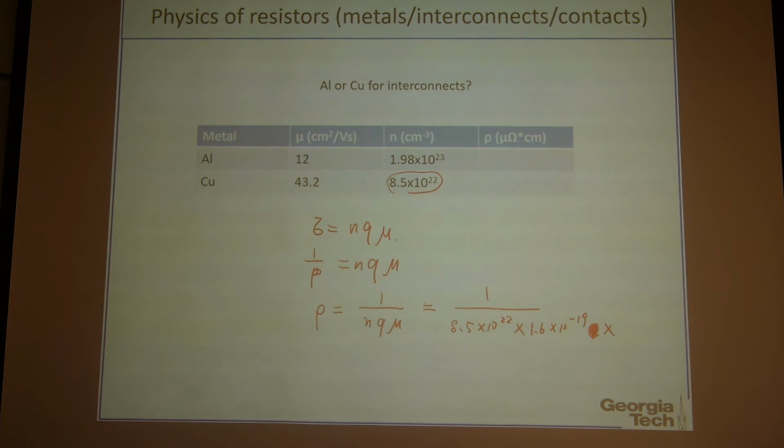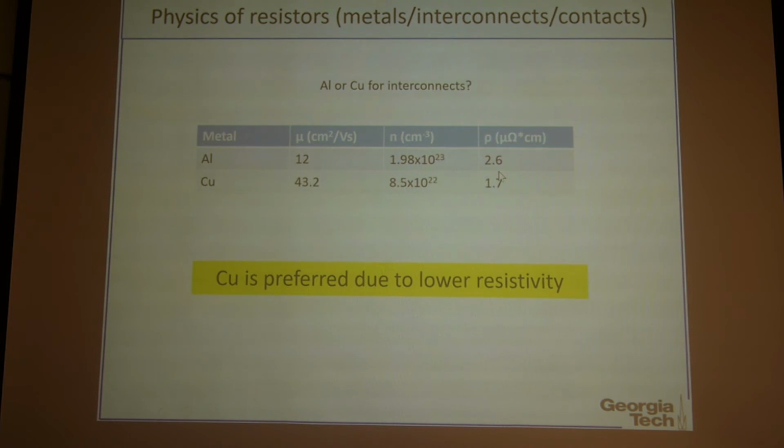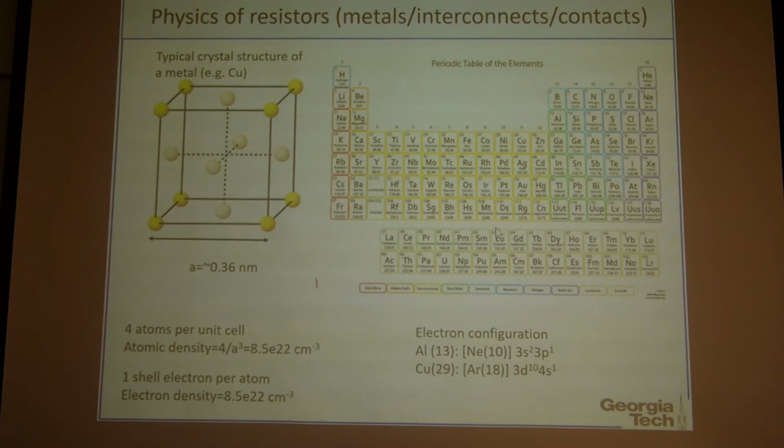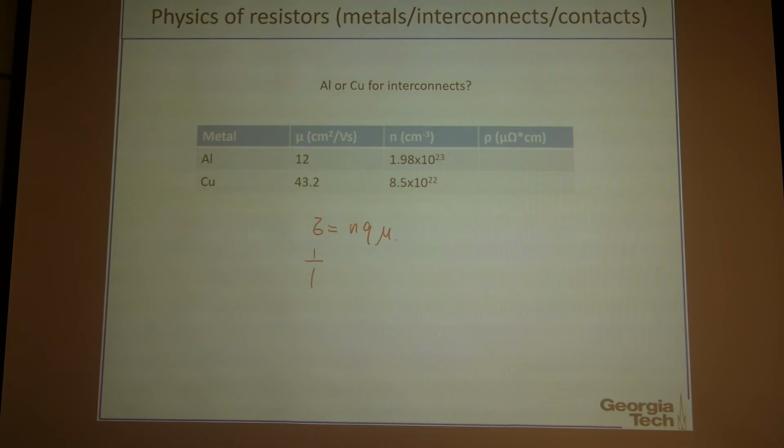Then you have this mobility. Here for copper it is 43. And the unit is centimeters, so you are going to cancel that. And then eventually if you do that, you get the resistivity. I'll skip that. I think what you do here will give you, what is missing?